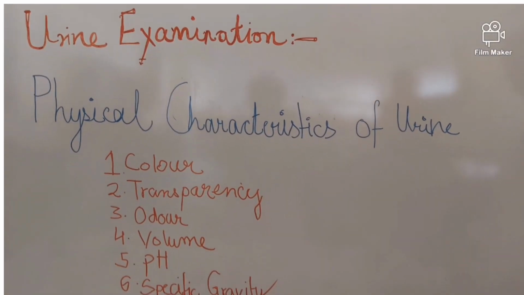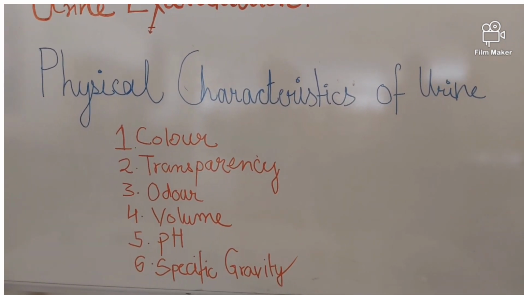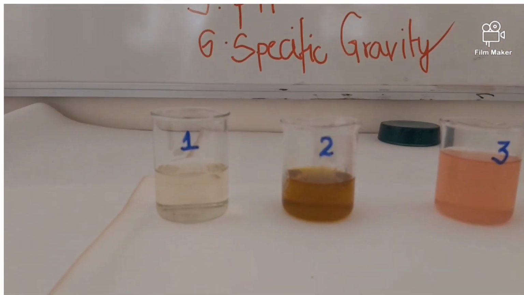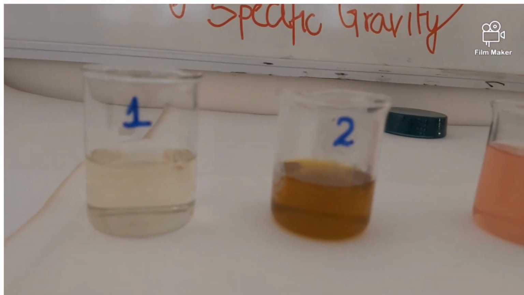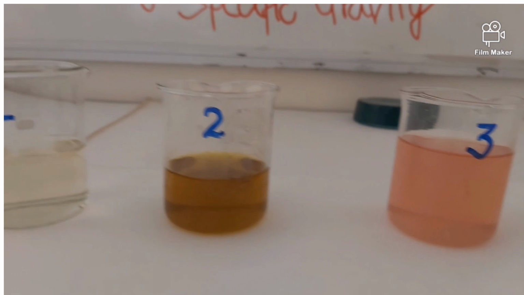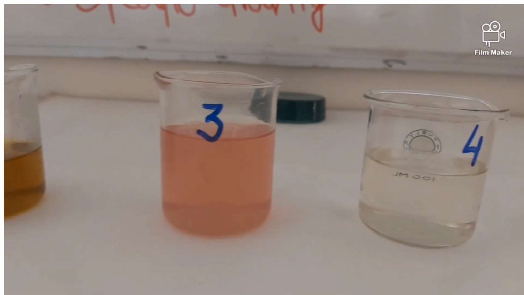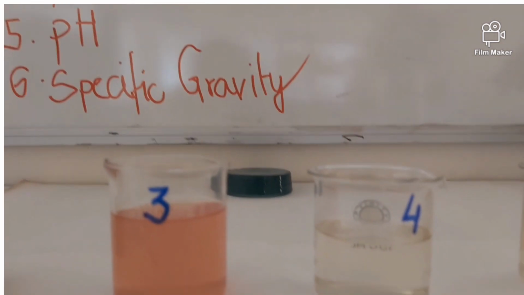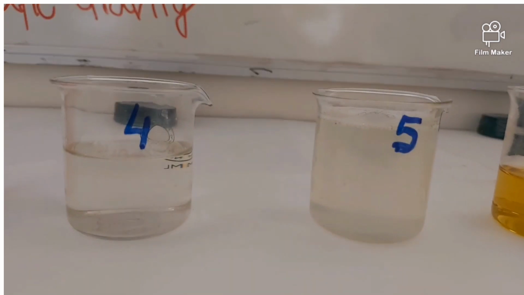So today we are going to discuss the physical characteristics of urine, which is extremely important in urine analysis. Urine analysis includes the physical examination. Here you can see three samples in your view. Currently we are showing you two. First one is normal urine, which is straw colored and clear. The second one is slightly dark yellowish, so it is a sample of bilirubinuria. Third sample has cloudy appearance and it is pinkish in color, so it is hematuria.